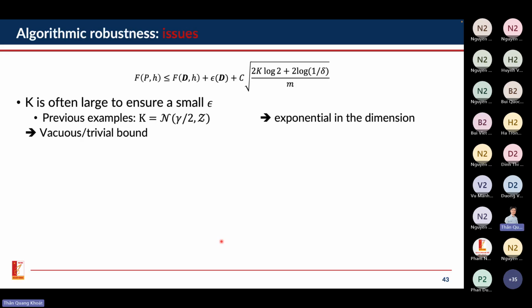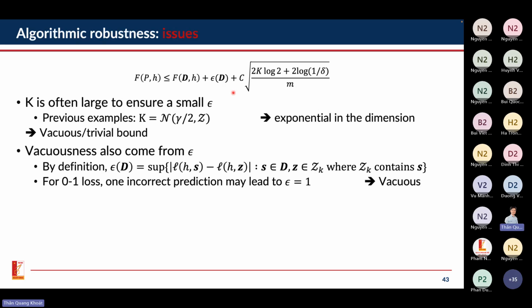But for those theories, we need to divide the data space into a large number of areas. So sometimes it can be vacuous, which means this upper bound can be very large and trivial. And in that case, this bound can be useless. This is just one example. In the case where the model only had one incorrect prediction, this bound will be useless because this number should be very large in that case.